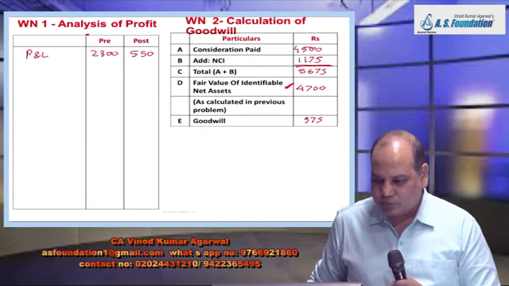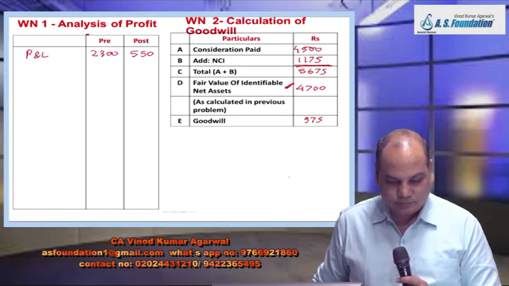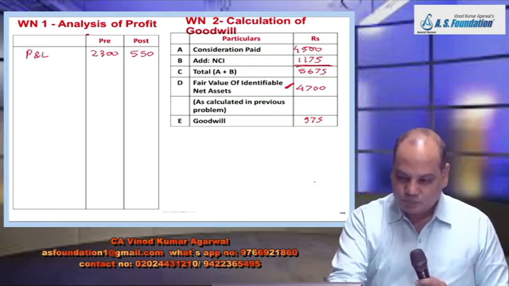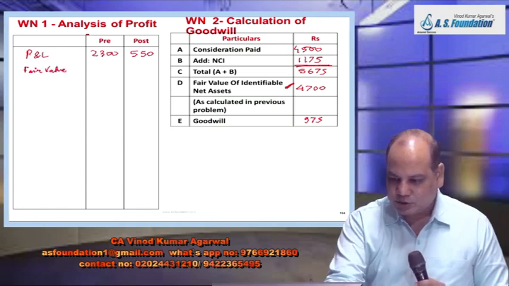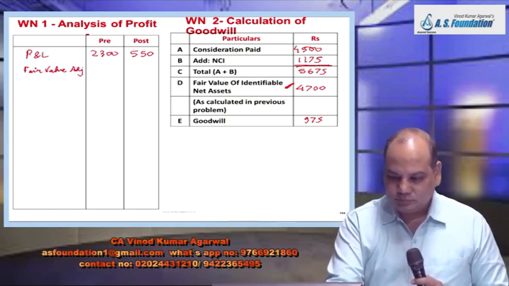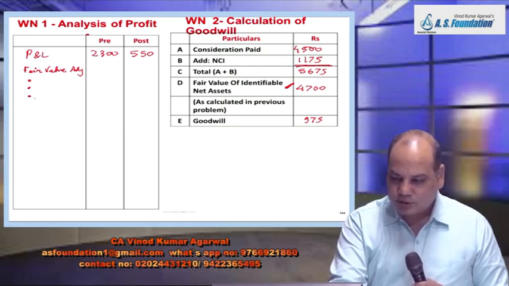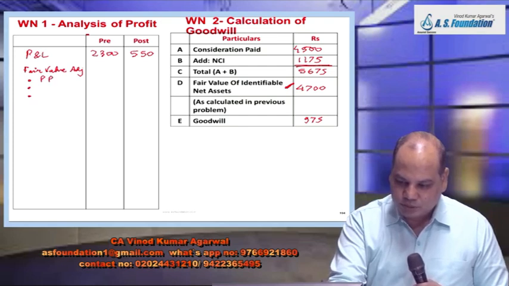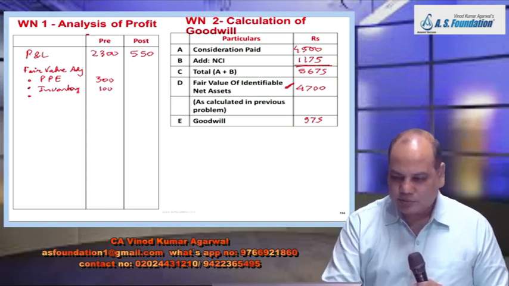So now we'll have to come to this format. Analysis of profit. Profit and loss account we have done. Then in the pre-acquisition we had done fair value adjustment also. 3 items we had written here. Go to question number 24. One was property, plant, equipment, 300. Inventory, 100. 2 items we have written.